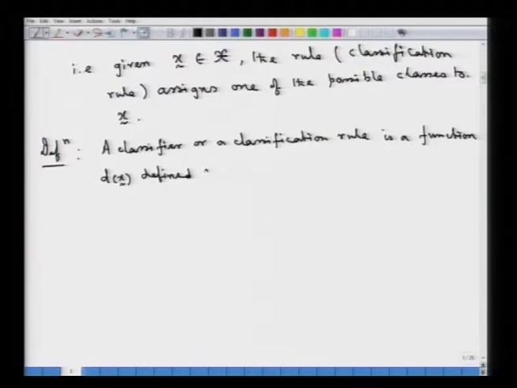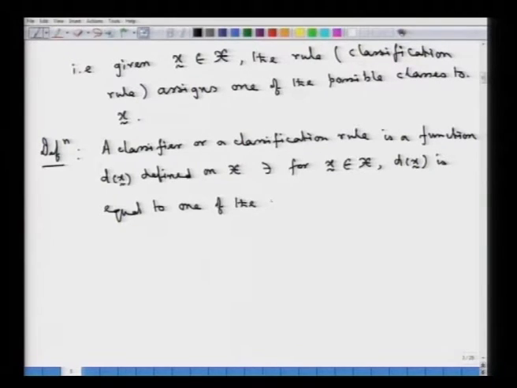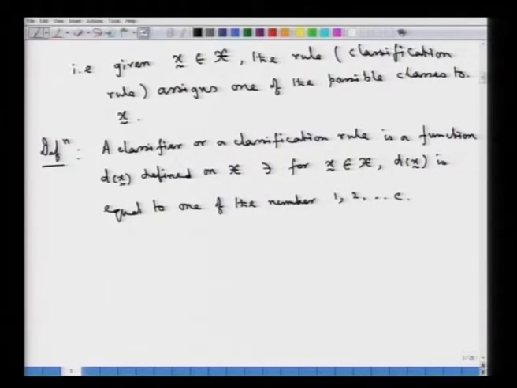That function is defined on every feature vector x belonging to script X, such that for every x belonging to script X, this function d(x), which is the classifier, is equal to one of the numbers 1, 2, to C. That is, for every x, the classifier d is going to assign one and only one number in this particular set, and there is of course no overlap between, say, assigning x to two classes. That is not possible. So, we assign for every x belonging to the possible space of feature vectors one and only one class membership.